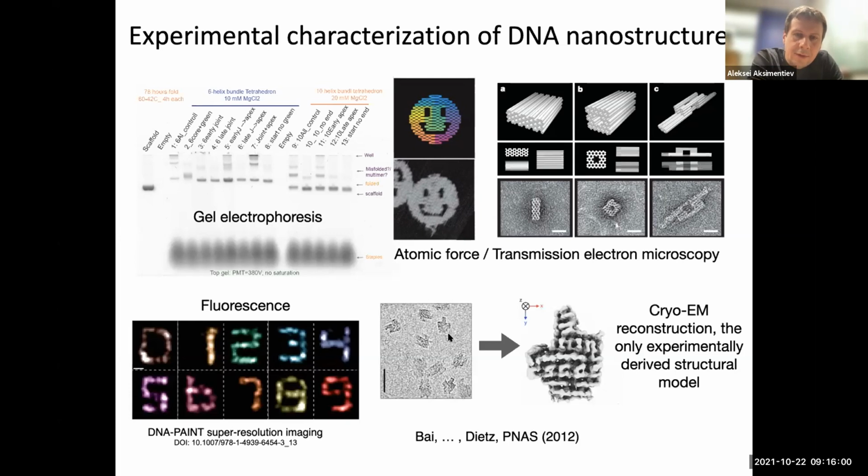Somehow those DNA origami structures do not like to crystallize. Actually, they're floppy, and they are not rigid enough to diffract sufficiently to build the 3D reconstruction through diffraction patterns. Cryo-EM is the only way to do it.